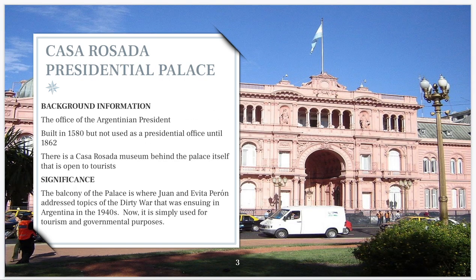Next is the Casa Rosada Presidential Palace, and in the last picture, I don't know if you saw, but this palace is actually in the background of the Plaza de Mayo photo, so it is kind of like right next to the plaza. And some background information is that it is the office of the Argentinian president. It was built in 1580, just like the plaza, but it was not used as a presidential office until 1862. And it is just the office of the president.